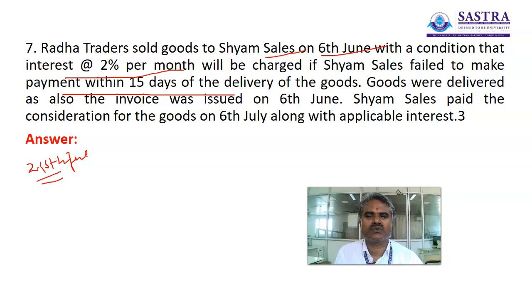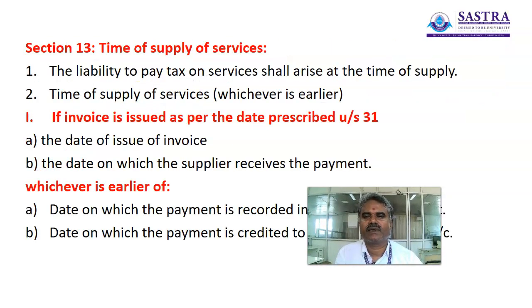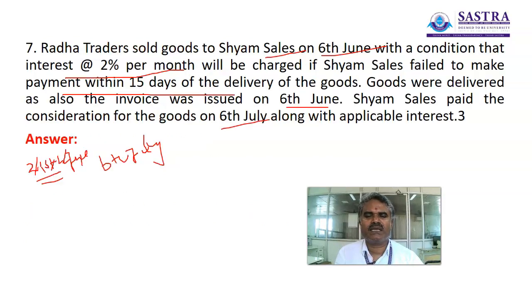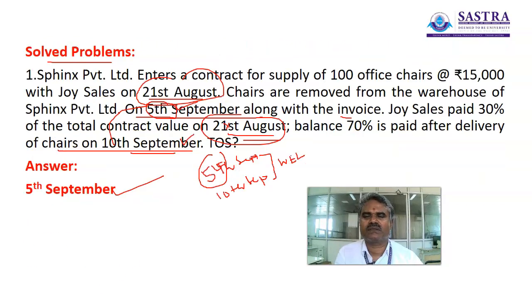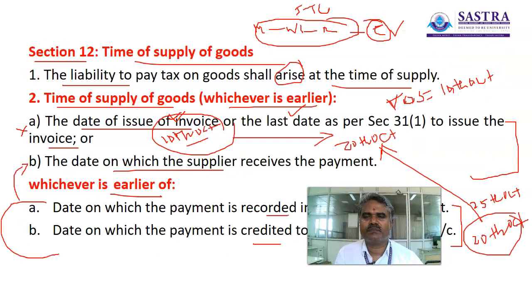The invoice is 6th June. Goods were delivered and the invoice was also issued, but the consideration was paid on 6th July. So 6th July will be the time of supply. Hope you understand how to find out the time of supply of goods.